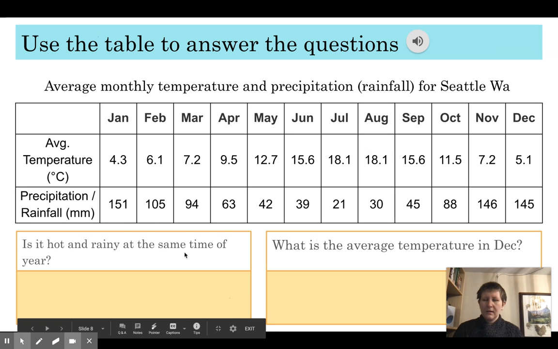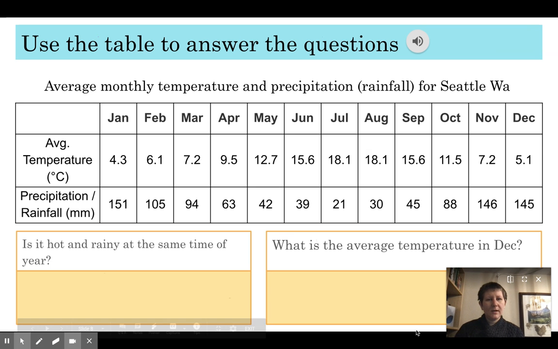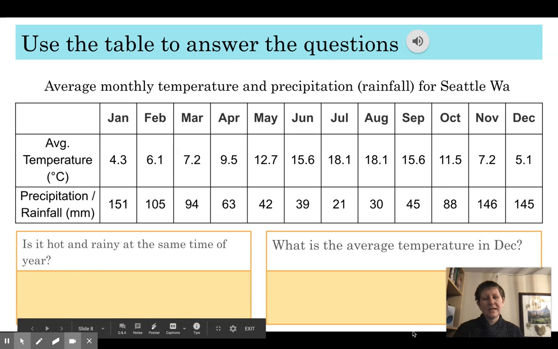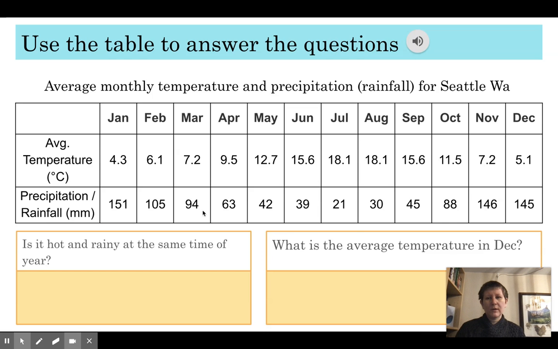And so you're just going to answer two really simple questions to the best of your ability. Doesn't have to be 100% right. You're just practicing using this data table and seeing if this tool is actually very useful. So it's okay if maybe you're not sure what the answer is because the data table isn't a good tool. That's what we're trying to figure out right now.